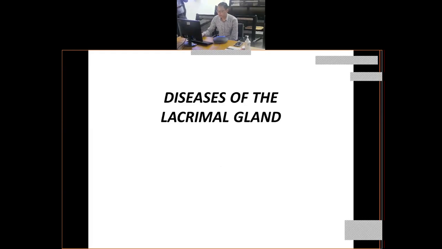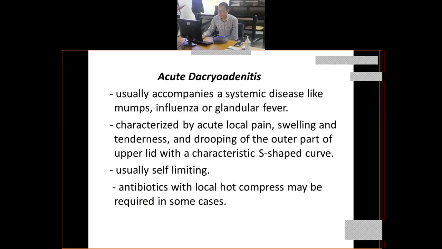Diseases of the lacrimal gland. First, we'll see the dacryoadenitis. Dacryoadenitis is the inflammation of the lacrimal gland. It can be acute or chronic. First, we'll see acute dacryoadenitis.